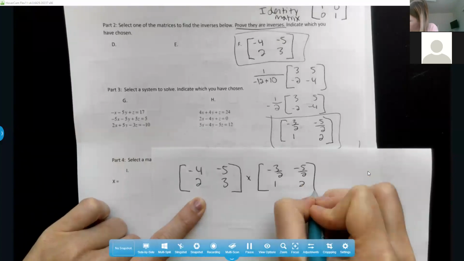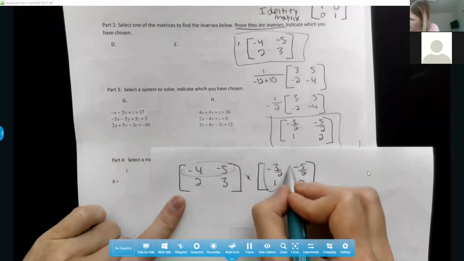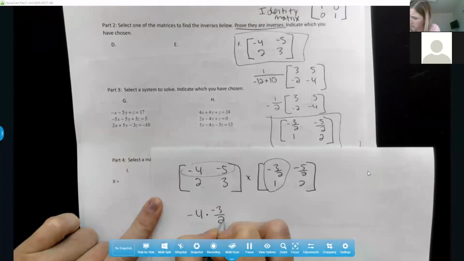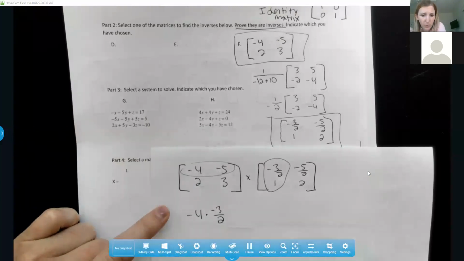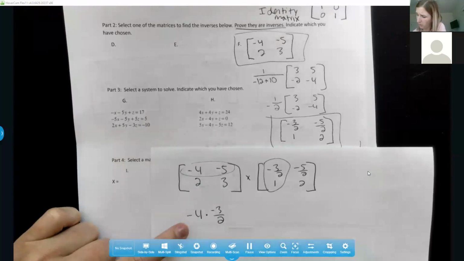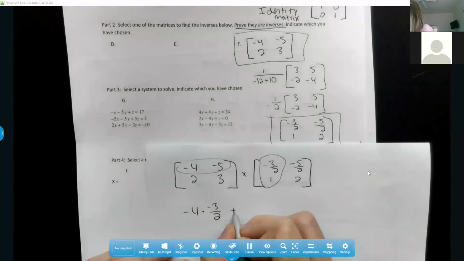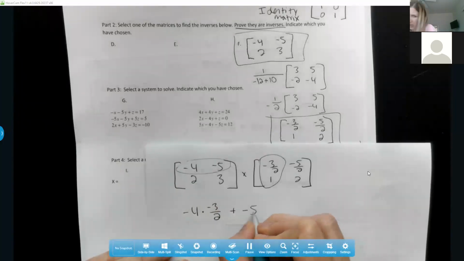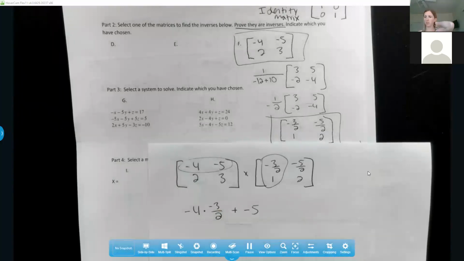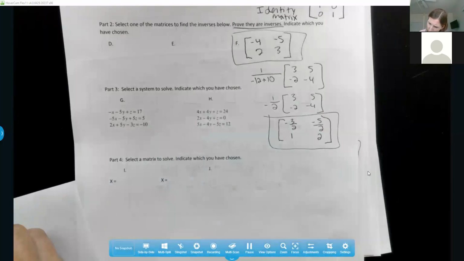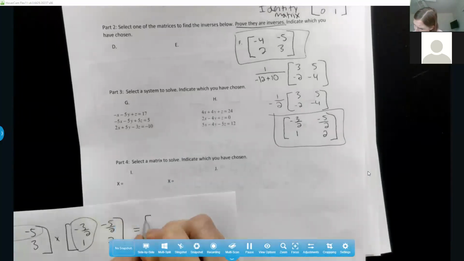So you would do rows and columns. So you would do -4 times -3/2. And you can use your phone calculator, or you can just multiply the two. Yeah, you got it. So I'll go ahead and start working this out too. But you're just basically multiplying these, and we should end up getting the identity matrix if they're actually inverses. Okay.